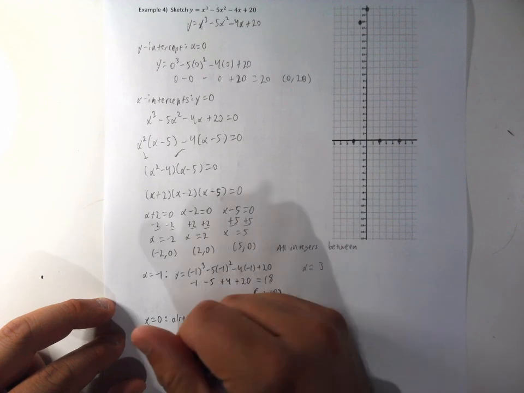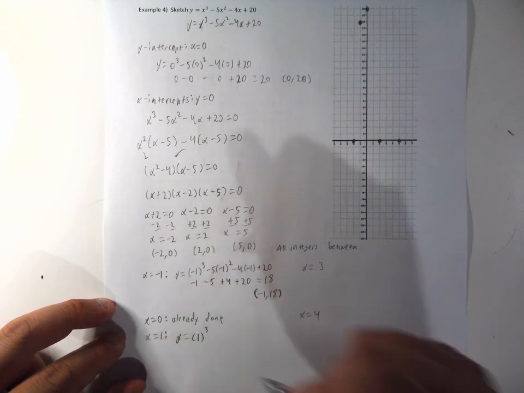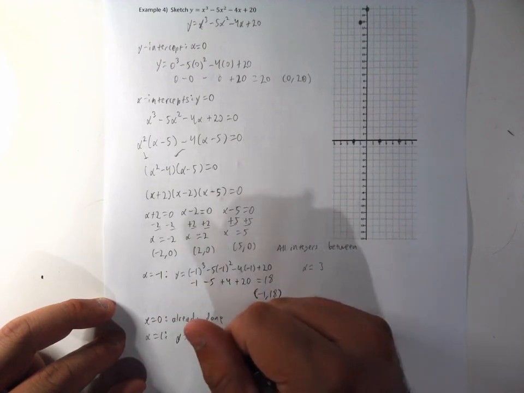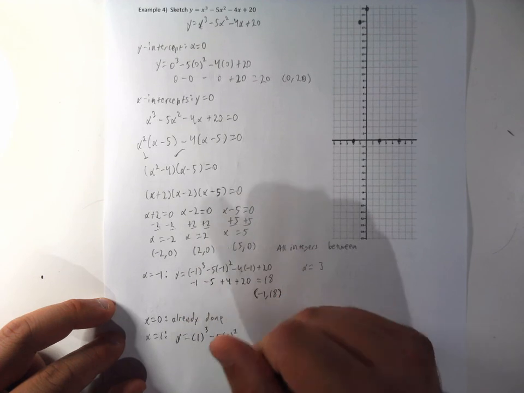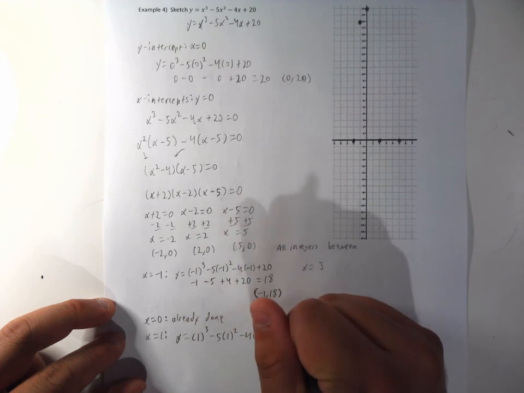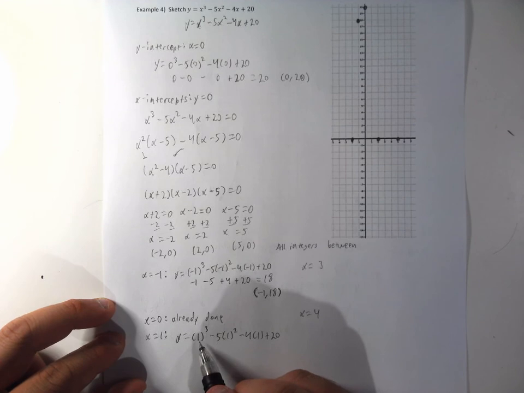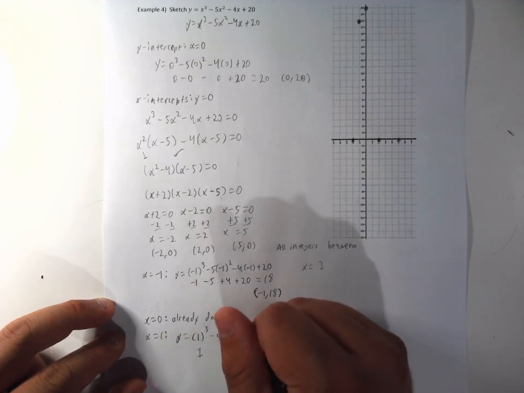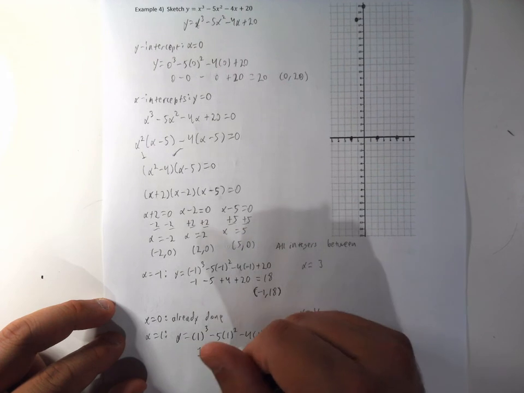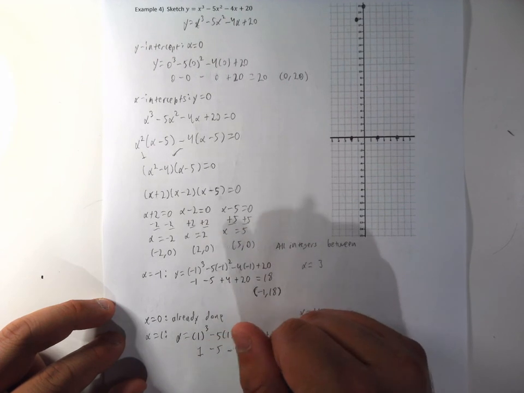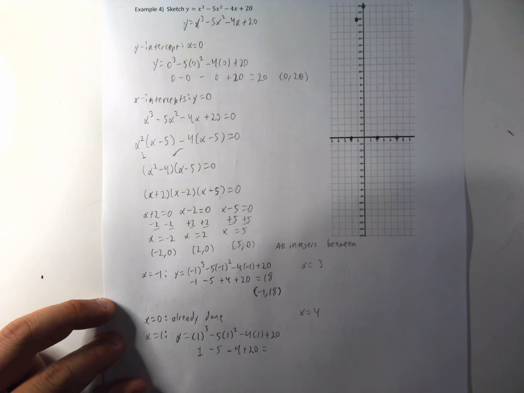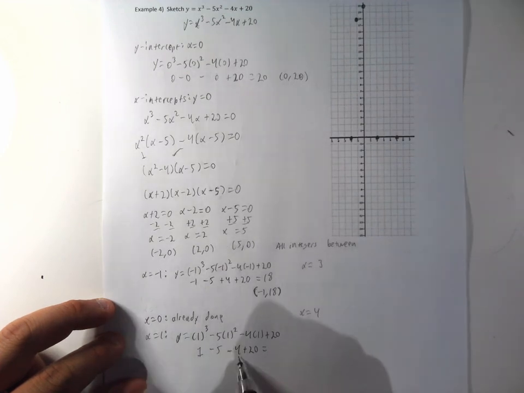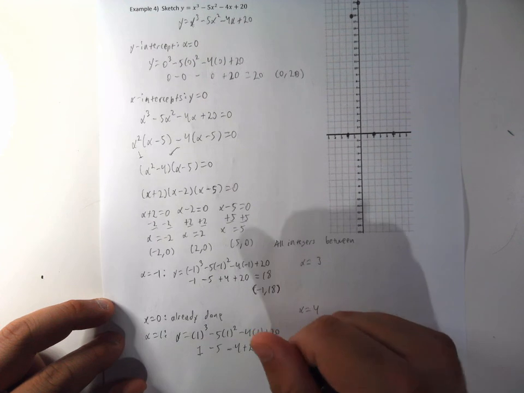At x equals 1, y equals 1 cubed minus 5 times 1 squared minus 4 times 1 plus 20. 1 to any power is 1. 1 times anything is the anything. So that's going to be 1. 1 times minus 5 will be minus 5 minus 4 plus 20. -4 minus 4 is -8 plus 20 is 12.